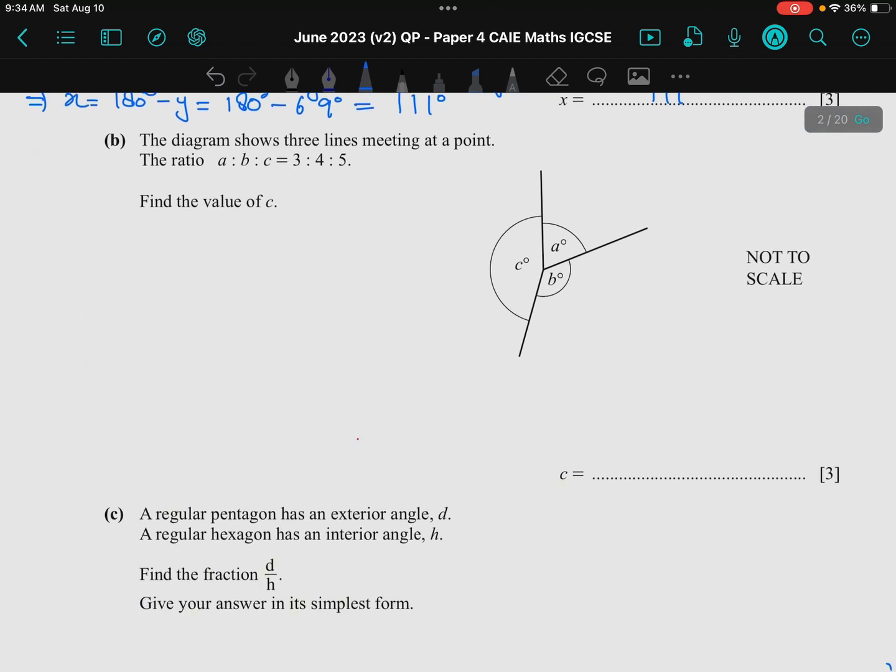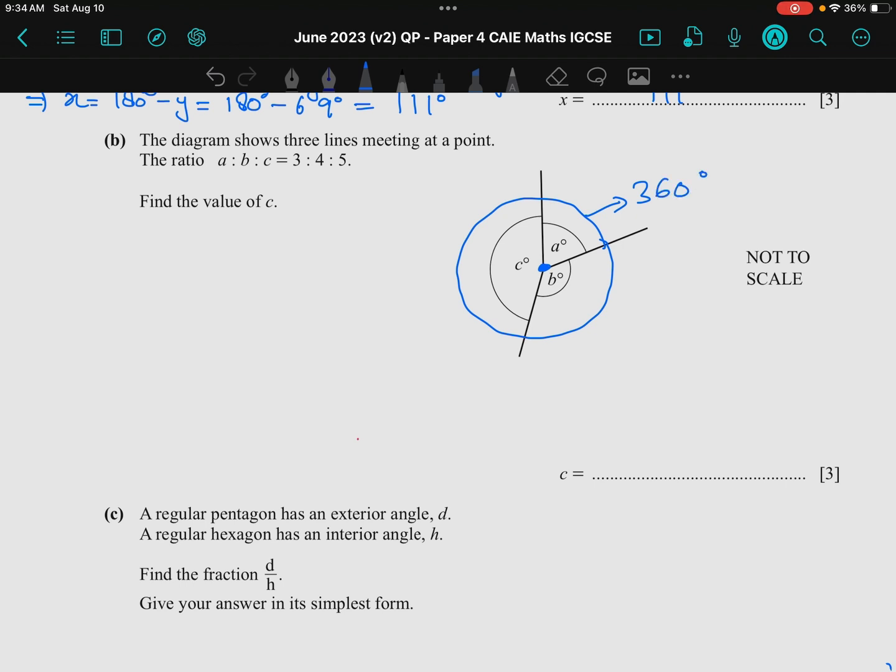Part number B. The diagram shows three lines meeting at a point. The ratio A is to B is to C is equal to 3 is to 4 is to 5. Find the value of C. So, all three angles are at a point. So, sum of angles at a point will give me 360 degrees.